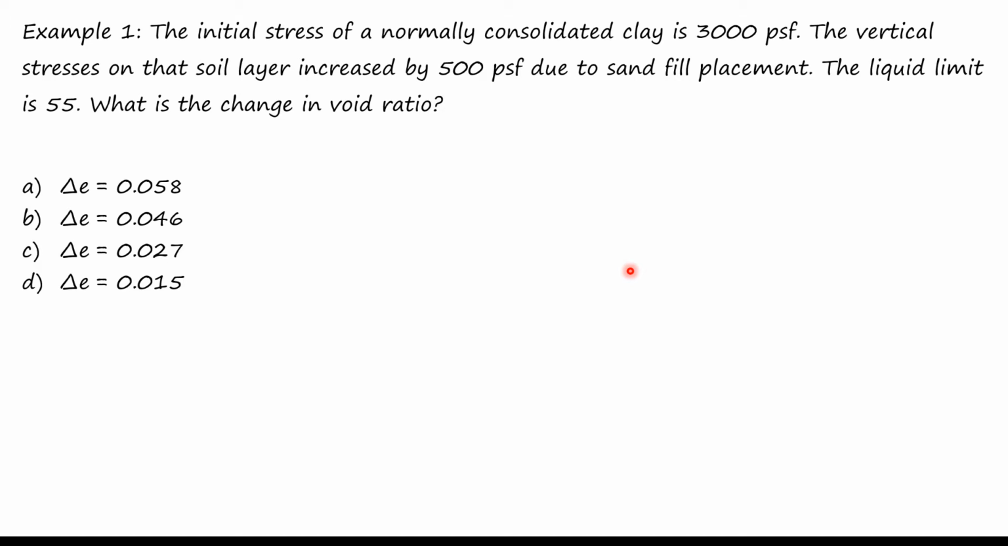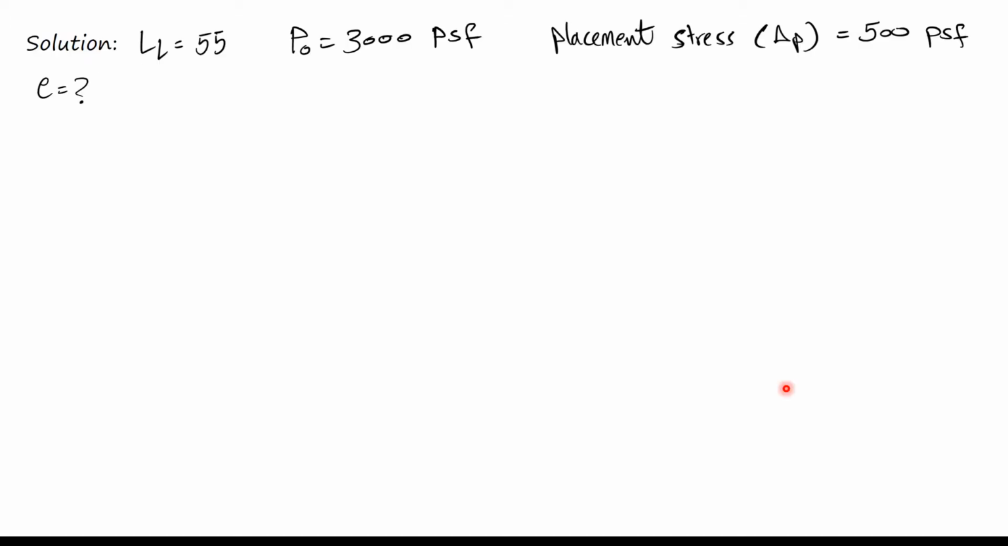Initial stress of that soil basically is 3000 psf. The vertical stress increased by 500 psf due to sand fill placement. The liquid limit is given as 55. What is the change in void ratio? So that's the whole example.